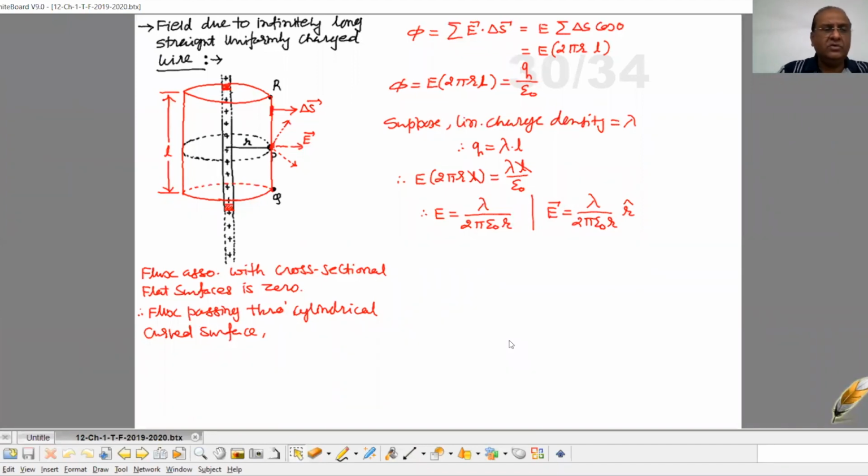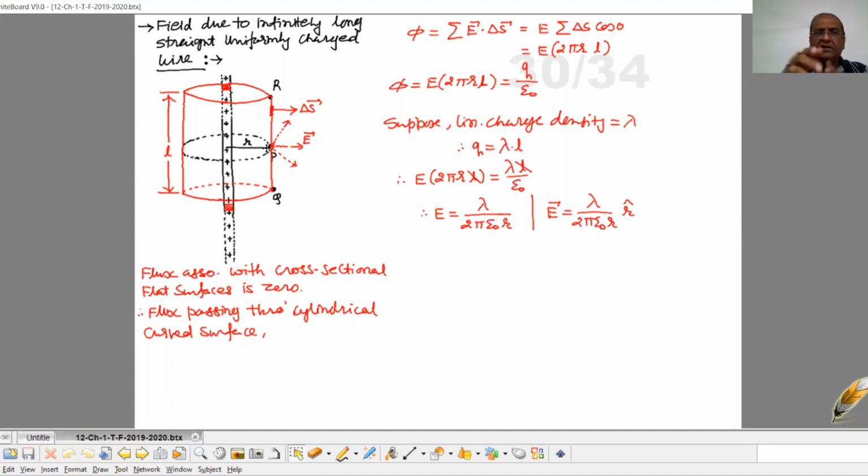Applications of Gauss's law. First, let's calculate the field due to an infinitely long, straight, uniformly charged wire. Now see here, if we consider any point P which is situated at perpendicular distance R from the wire, this one.